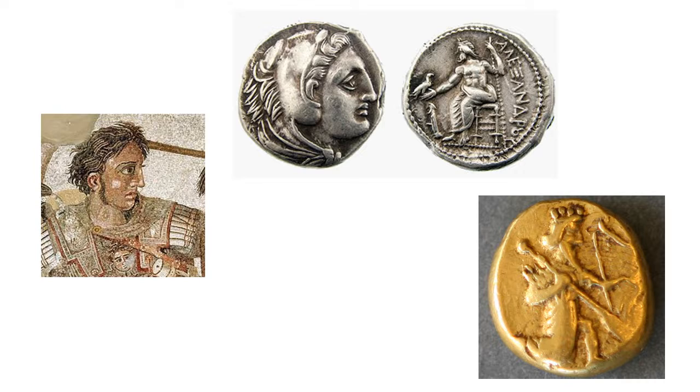For example, you can see in this picture, one side of the coin had a picture of the king who had minted the coin, and on the other side was the picture of a Greek god. The name of the king was also written on the coin. Alexander's coins were of the same type. Later, Indian kings also started minting similar coins.